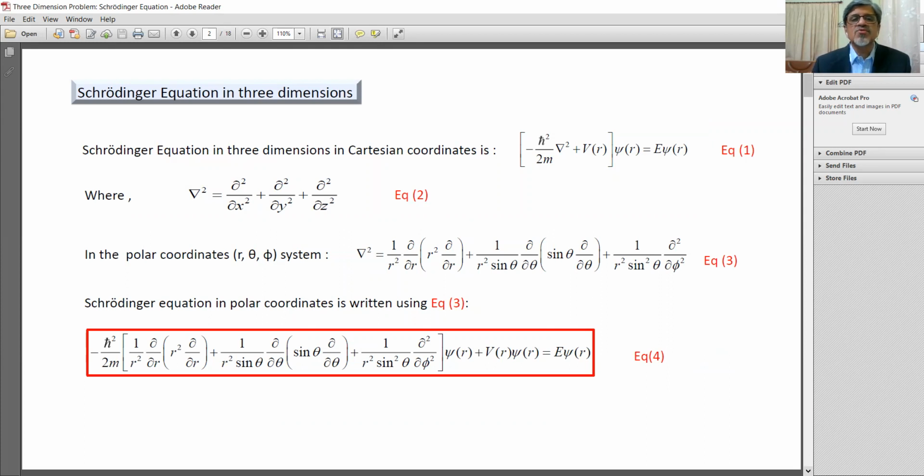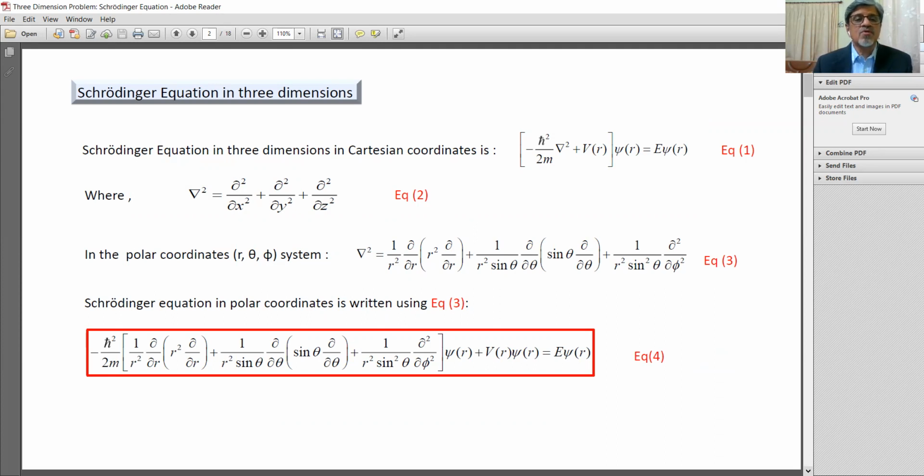The Schrodinger equation in three dimensions in Cartesian coordinates is written very simply, and that is shown by equation number 1, where minus ħ² divided by 2m ∇² plus V(r) ψ(r) equals E ψ(r). And we know that ∇² is ∂²/∂x², ∂²/∂y², and ∂²/∂z². That is equation number 2.